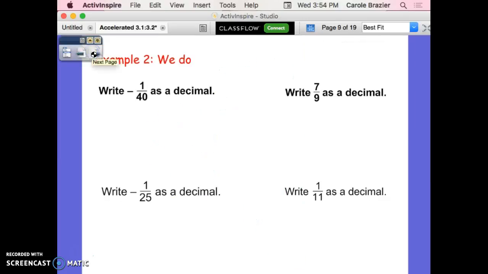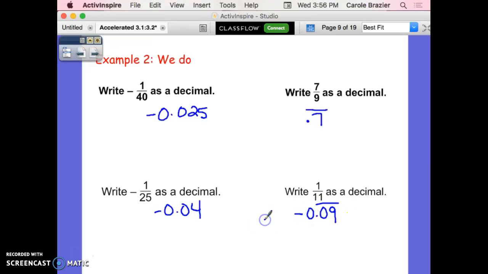Okay, on your own, do these 4. Pause the video, and then I will give you the answers. Okay, welcome back. You should have gotten negative 0.025, 0.7 repeating, negative 0.04, and then negative 0.09, and both the 0 and the 9 are repeating.